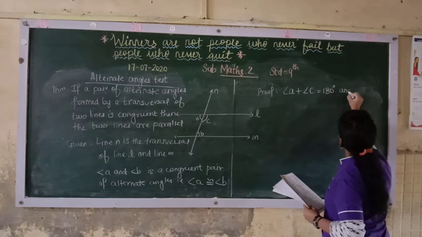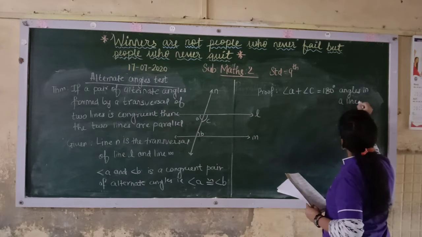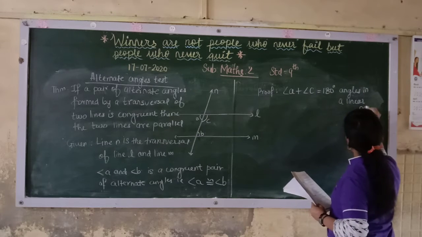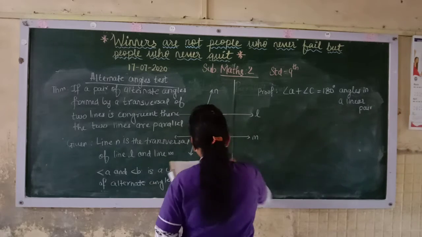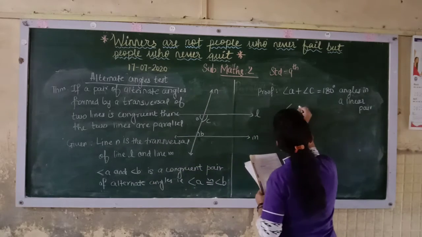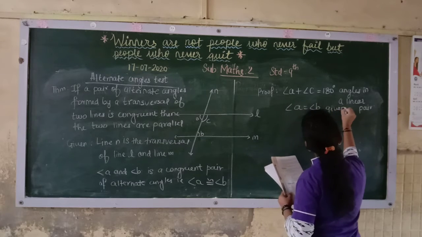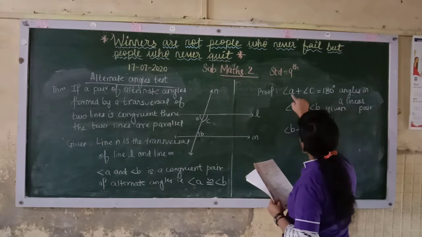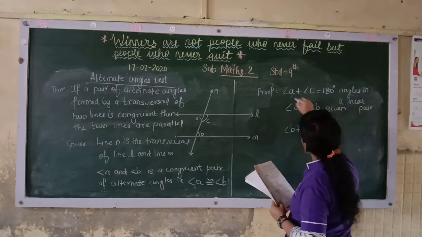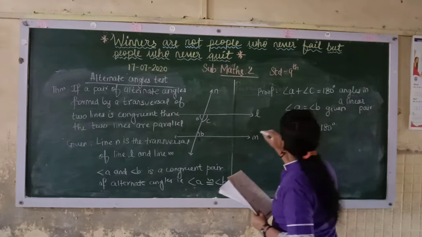Here you will write angles in a linear pair. Now further, you know that angle A is congruent to angle B, that is, angle A is equal to angle B, given. You see, from 180 what you will write? Angle B. A is equal to B, so here you will write B. So angle B plus C is equal to 180 degrees.